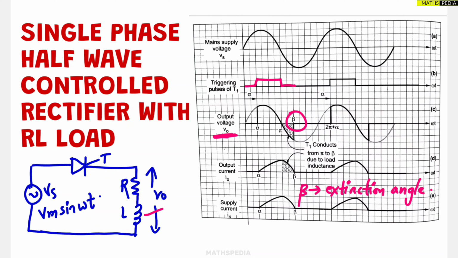The theory part we are not going to focus on, we are just focusing on the derivation of the two important things. One is the average output voltage and RMS output voltage. Okay, so based on the output voltage waveform we have to calculate. So let us focus on that, starting with the first term.